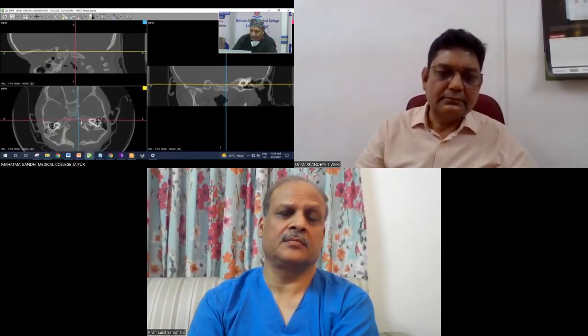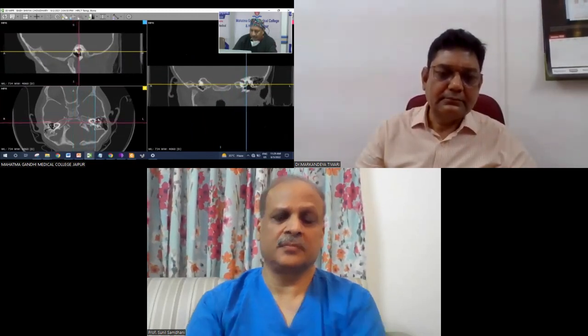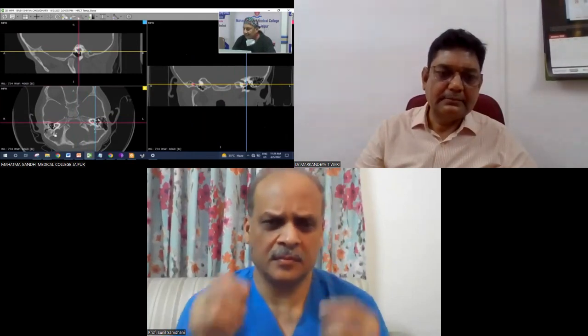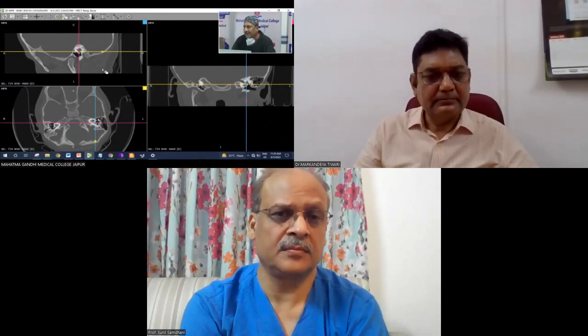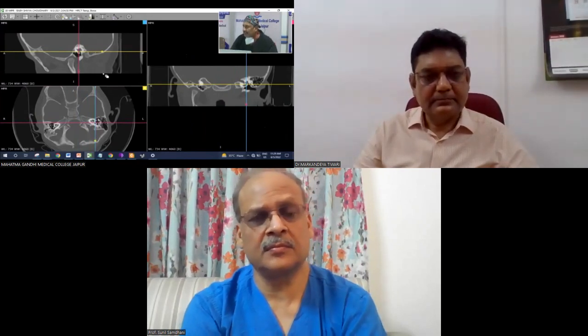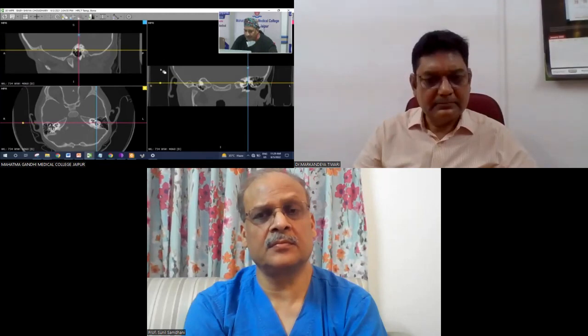For example, if I take my cursor in the axial section on the basal turn, you can see in all planes where the basal turn is, and this improves your overall understanding of the CT scan in three planes. So this is an amazing teaching tool, number one. Number two, it gives you dynamic information.